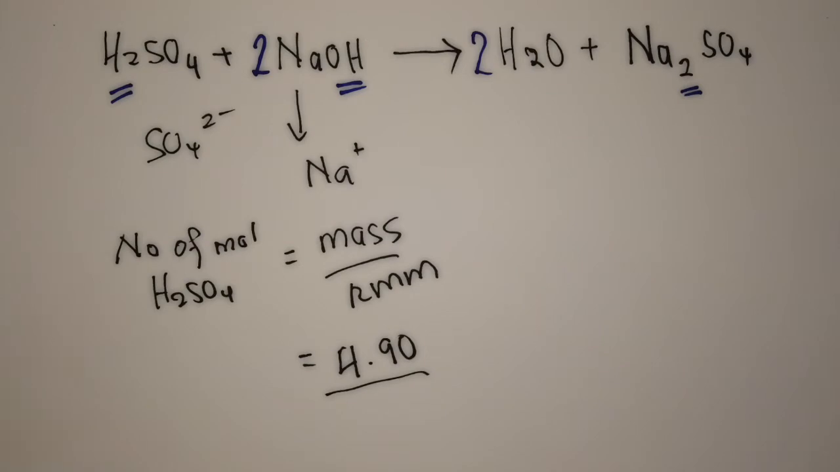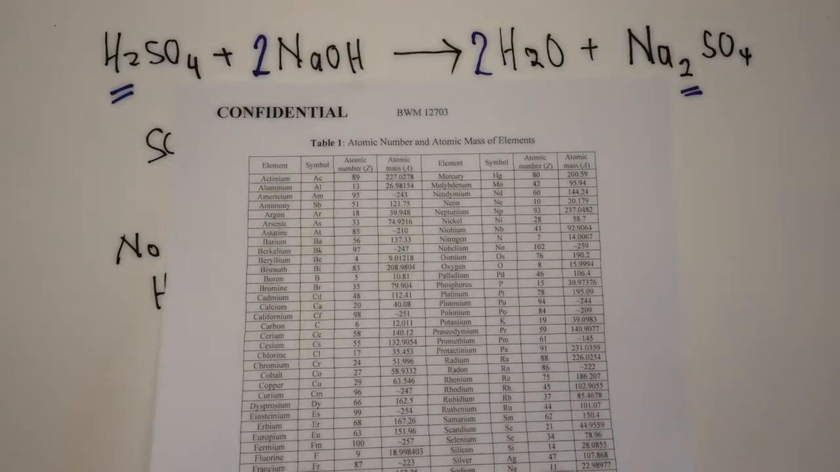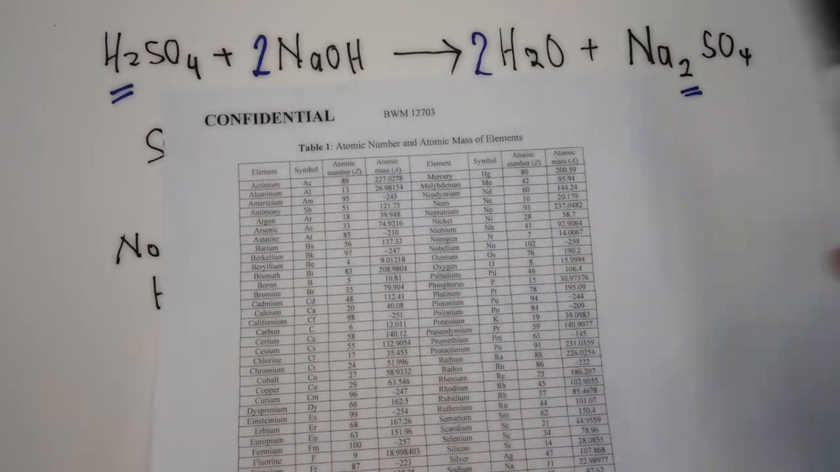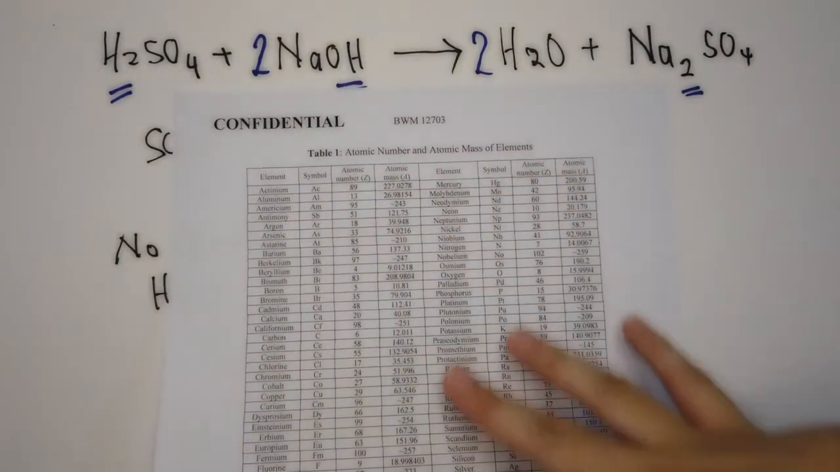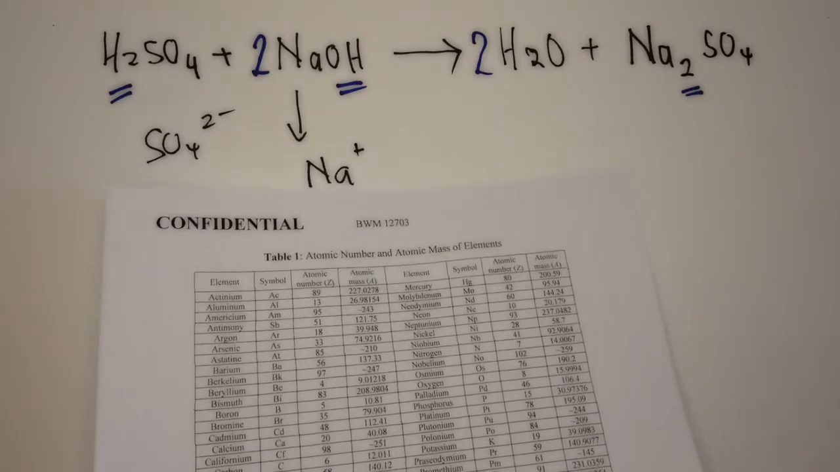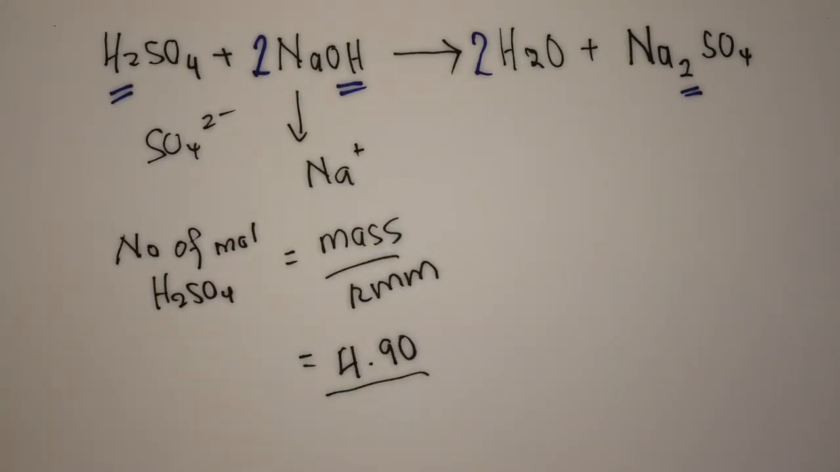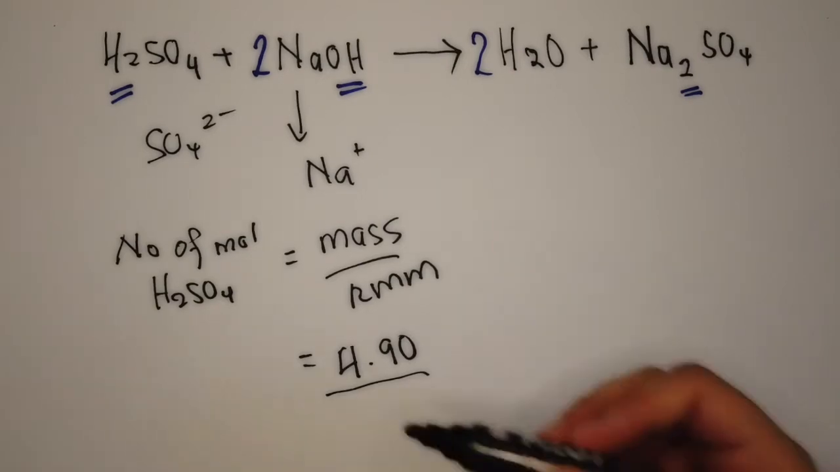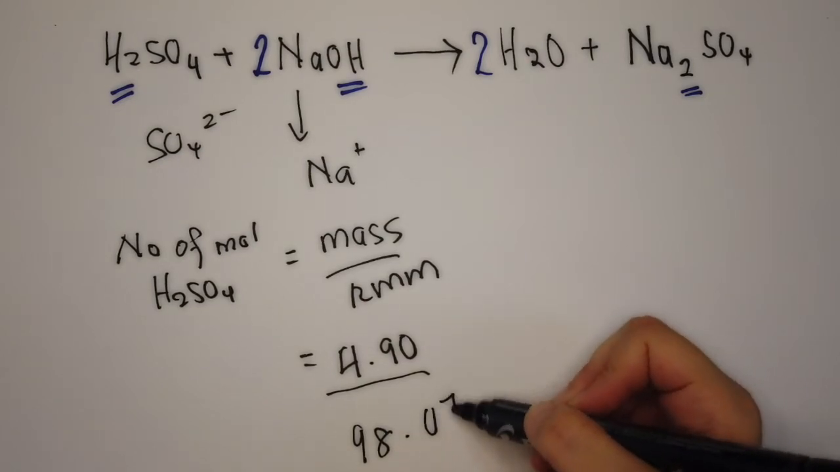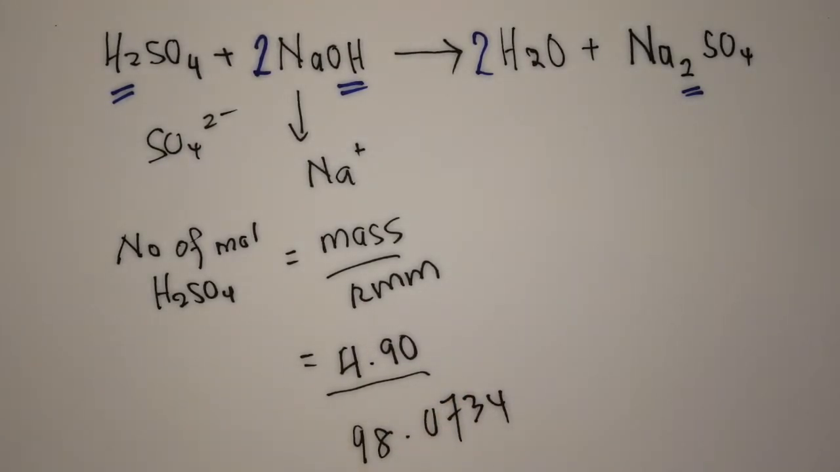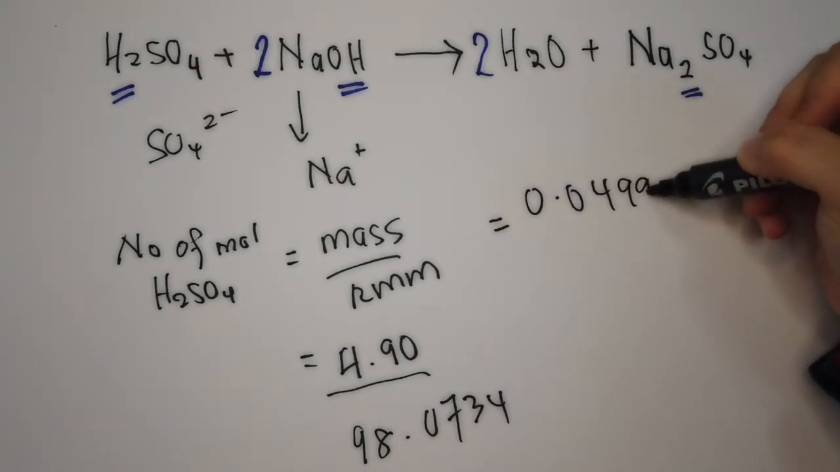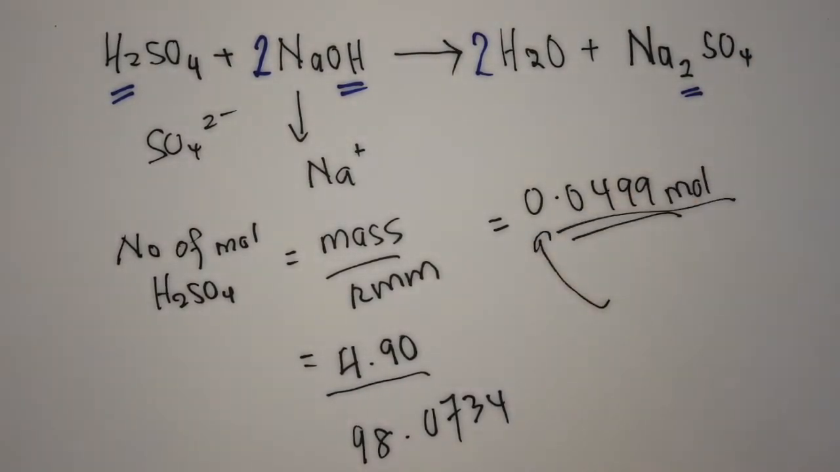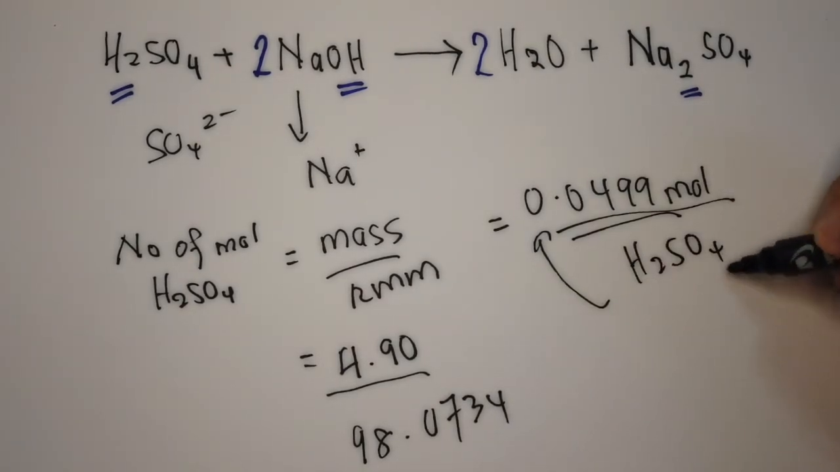And then the RMM, you should use this table given to you, right? So remember, when you use this table, we have the symbol, atomic number and atomic mass. Since we are calculating the RMM, you need to use the atomic mass. So you go and find the atomic masses for the hydrogen, sulfur and also oxygen, right? So you should get the RMM for H2SO4 is equivalent to 98.0734. Therefore, you will get the number of mole for H2SO4 is equivalent to 0.0499 mole. So this is the number of mole for H2SO4.